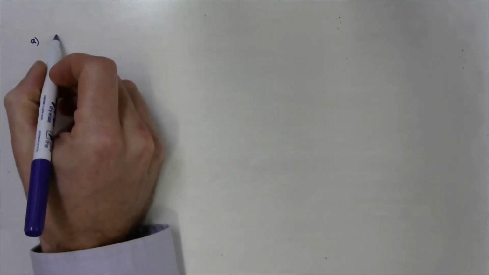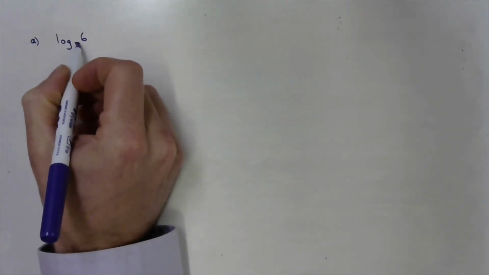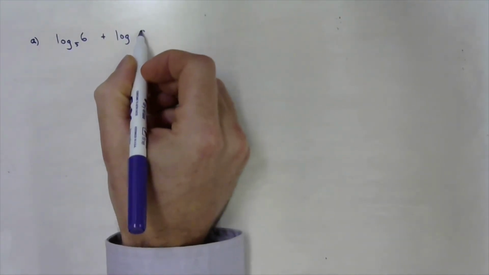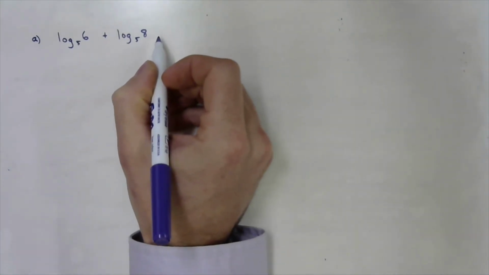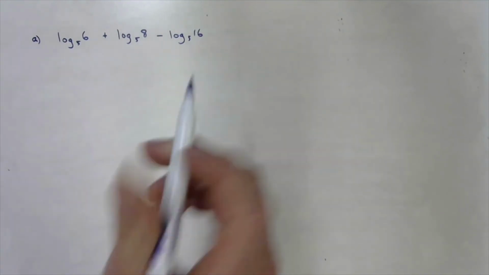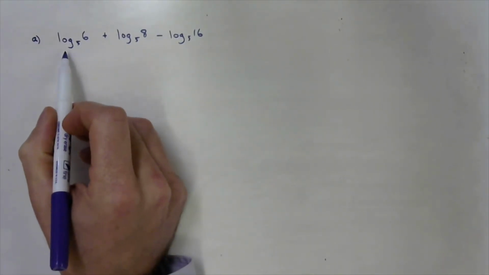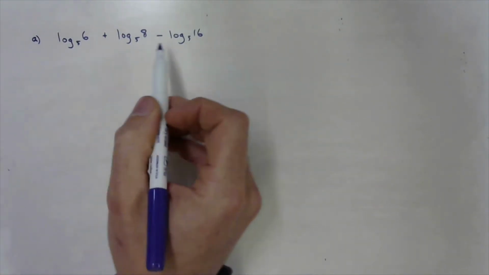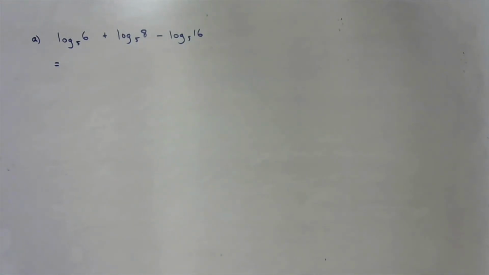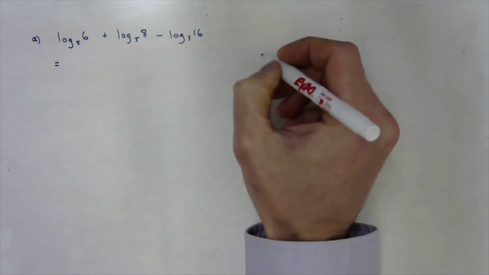Okay, in example 1, we're asked to write these as single logarithms. So in A, I'll just copy it down while you think about it. Which law can apply to example 1A? We could go through the work of calculating the log of 6 base 5 and the log of 8 base 5 and the log of 16 base 5, but much easier, we can just apply the product and quotient law of logarithms.